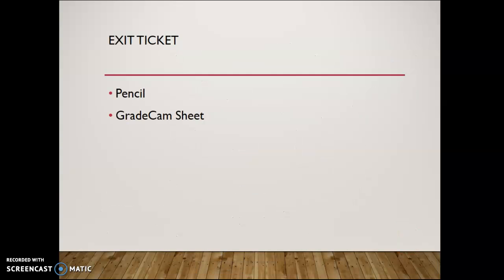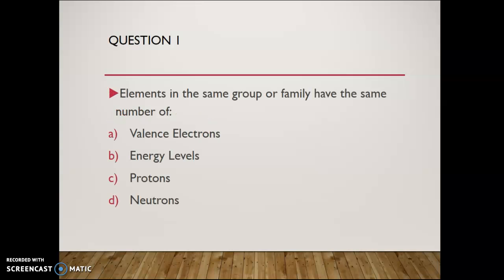So here's sort of your exit ticket, or just a way to sort of check. You won't need a grade cam sheet because we don't have grade cam. But here are some questions for you to go through. Elements in the same group or family have the same number of blank. And the answer is valence electrons. As you are going down a group, its properties are defined by the number of valence electrons. Question 2. Elements in the same period have the same number of what? That is energy levels. If you're in the same period, that means that you're in the same row. So all of my 3rd row elements have 3 energy levels.